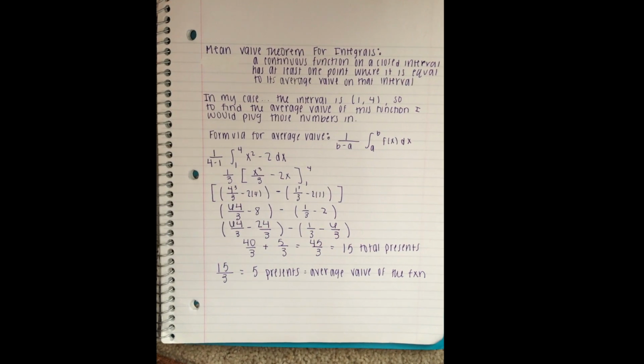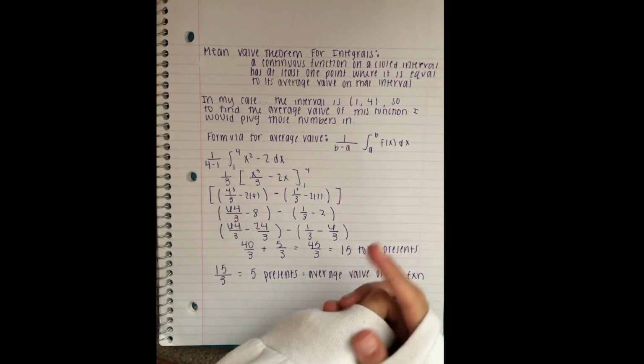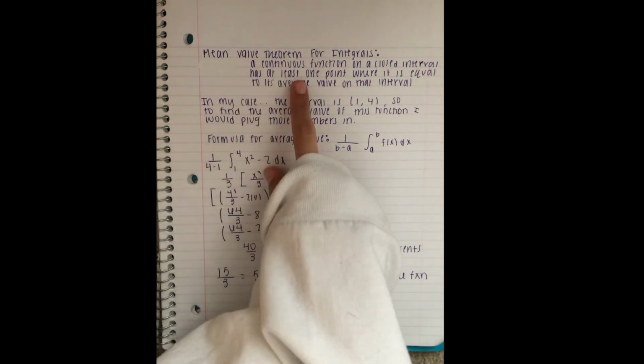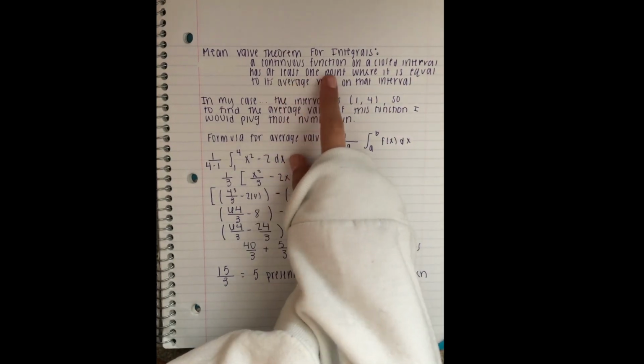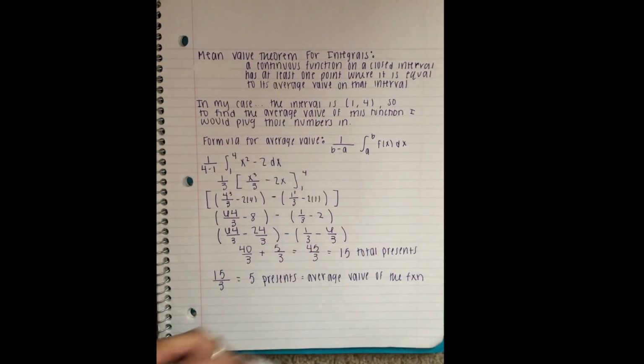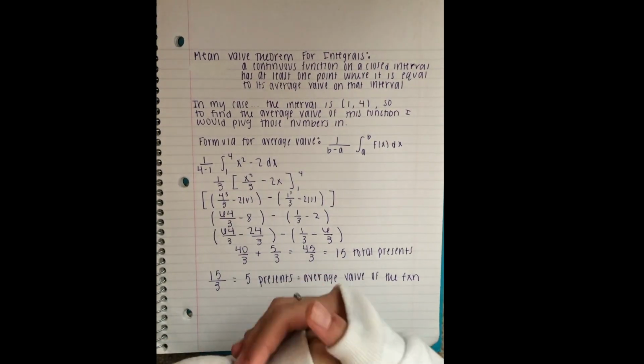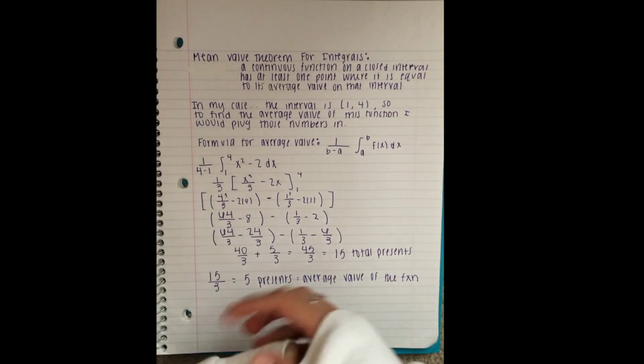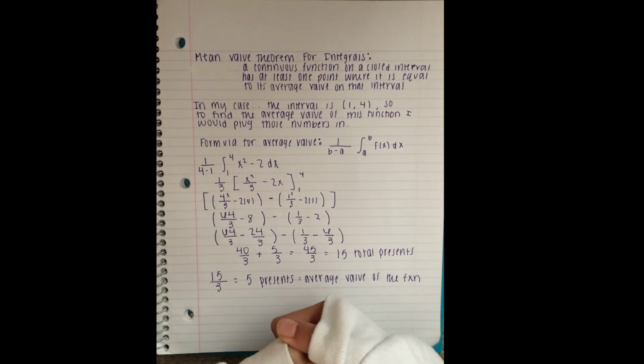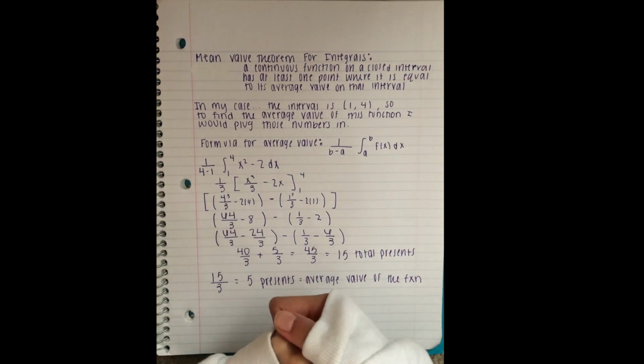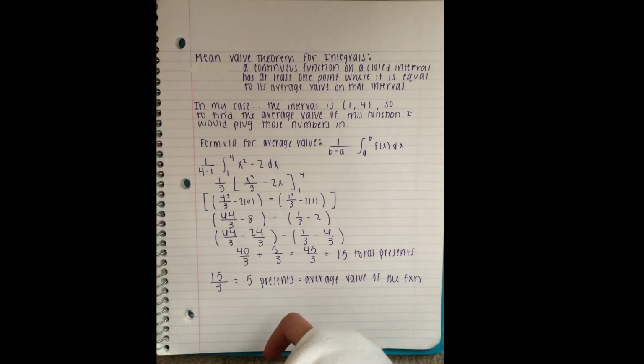The average value of a function is related to the mean value theorem for integrals, which says a continuous function on a closed interval has at least one point where it is equal to its average value on that interval. In my case, the interval is 1 to 4 because I was wrapping presents from 1 p.m. to 4 p.m. So, to find the average value of this function, I would plug those numbers into the formula.